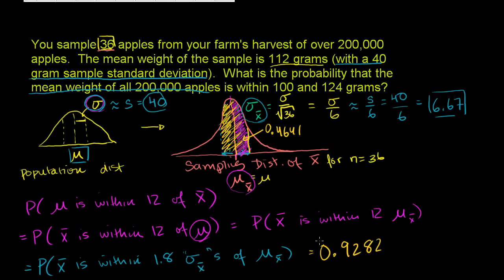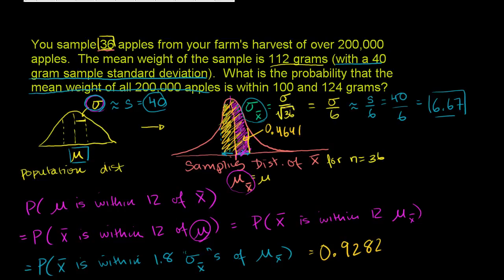So we did something neat. The probability that our sample mean just happens to be within 1.8 standard deviations of the actual mean, remember, that was what we were answering, is 0.9282, or there's a 92.82% chance. But that's also saying that there's a 92.82% chance that the actual mean is within 12 of our measured sample mean.